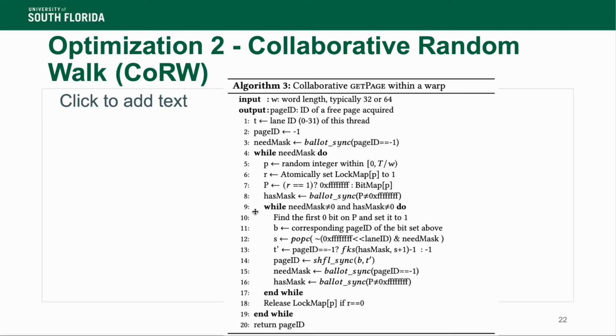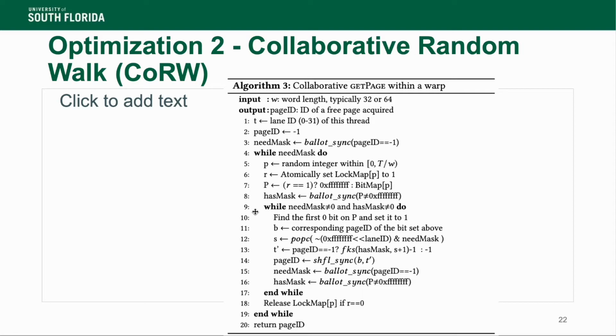And while some threads still need to find a page, and some threads still have a page to share. And this is difficult because the CUDA shuffle instruction only allows a thread to read the data from another thread. And so the receiving thread has to initiate the transfer. And so our solution is to calculate the sending lane ID T param as follows.